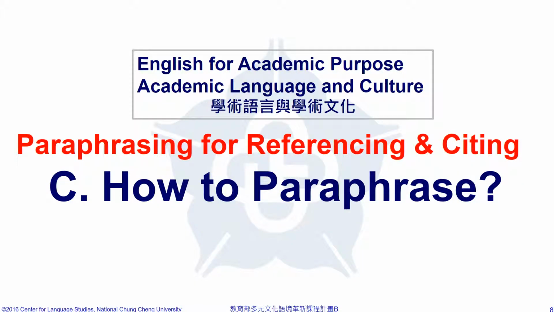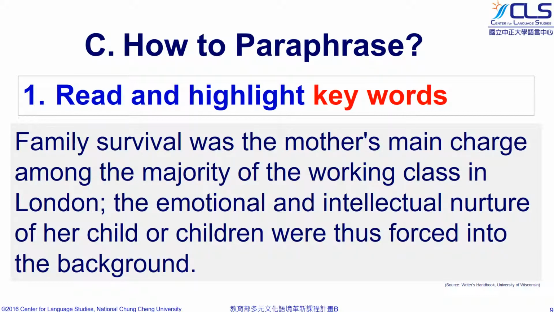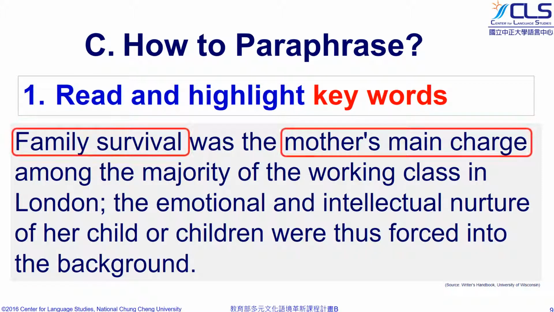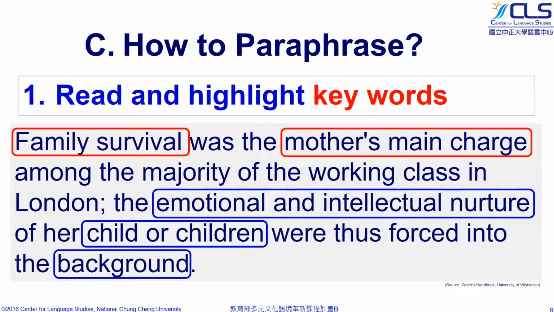Now it's time for us to learn the methods for paraphrasing. The first method is reading the source and highlighting the keywords of all the important ideas, as the example shows. This will help us achieve accurate interpretation of the source.